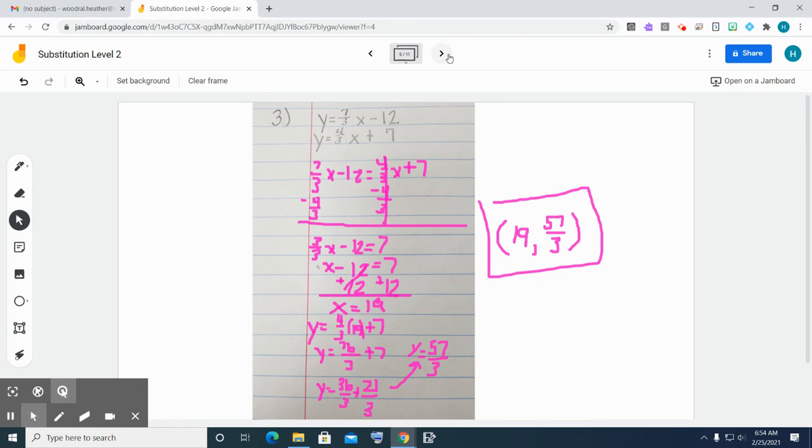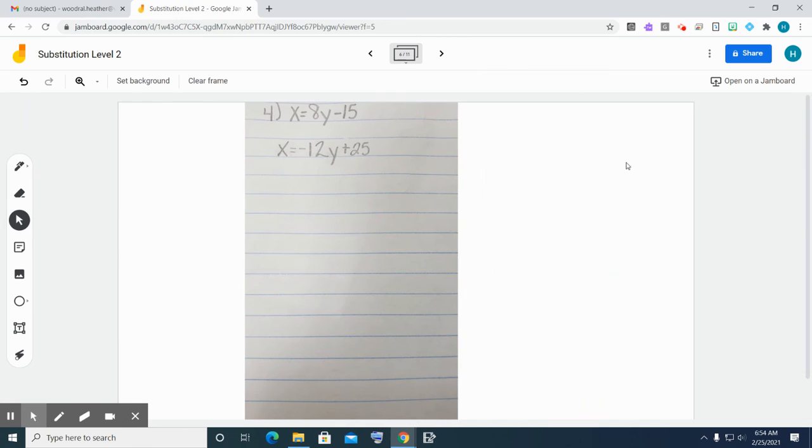Okay. All right, last one that we're going to do together. And I'm going to let you try. There's 5 to try on your own. Okay, let's do a new color. All right, so we have set them equal. 8y minus 15 equals negative 12y plus 25.